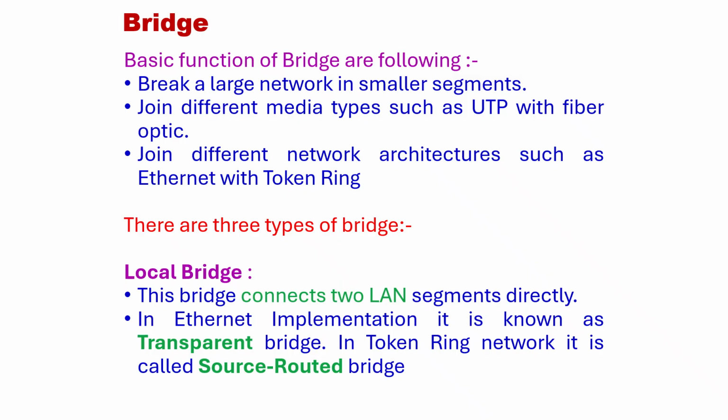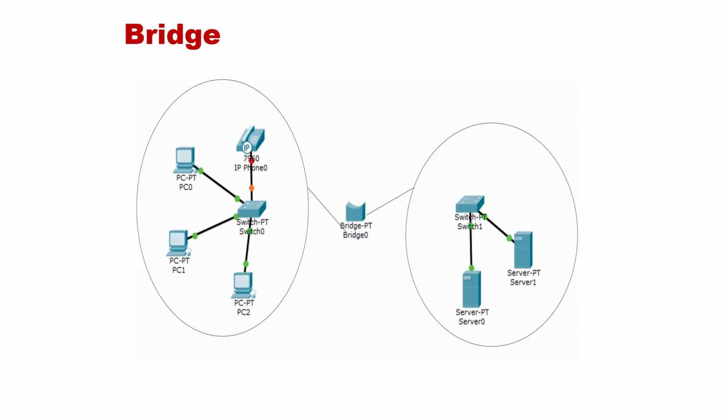The basic function of the bridge is that it breaks a large network into smaller segments. It will join different media types such as UTP with fiber optic, and join different network architectures such as Ethernet with token ring. There are 3 different types of bridges. One is the local bridge, which connects 2 LAN segments directly. In an Ethernet implementation, it is taken as a transparent bridge. If you are using it in a token ring network, we call it a source routed bridge.